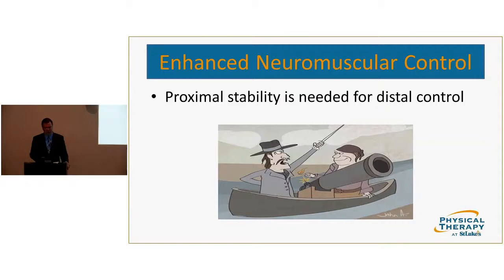All right. Stability. Proximal stability is needed for distal control. And I love this: if you fired a cannon in a canoe, not good things are going to happen to the people in the canoe, and that cannonball is not going to go very far. If you're on solid ground, you get very different results.